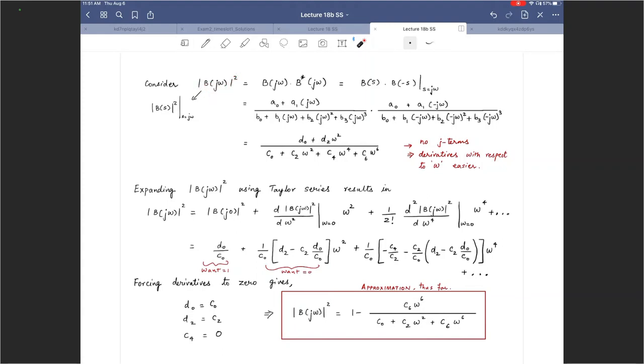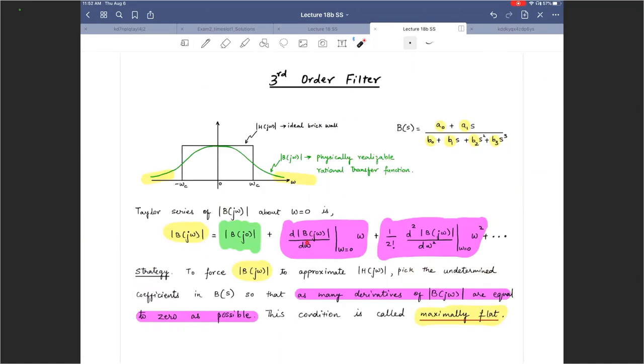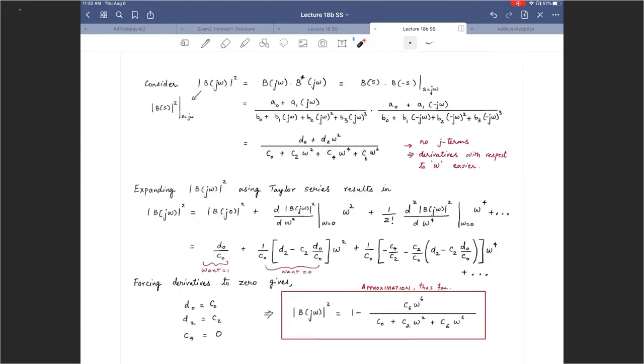Now, coming to the next slide, which is to consider |B(jω)| whole squared, right? You are considering the square of the magnitude of the frequency response. Why are you doing that? Because if we don't, we are differentiating B(jω), which means I will have a lot of j's to worry about as I'm differentiating with respect to ω. And that might make my analysis very, very complicated.